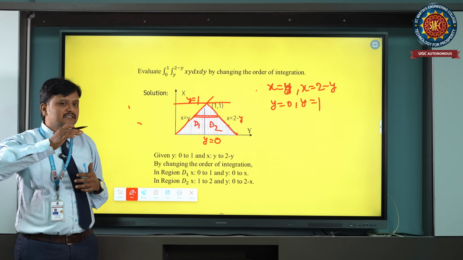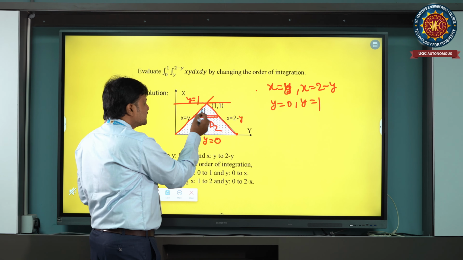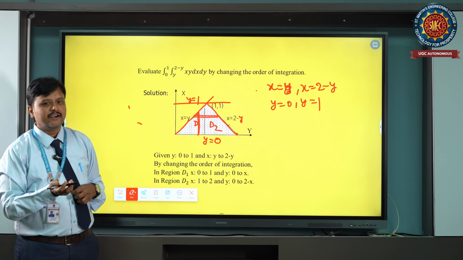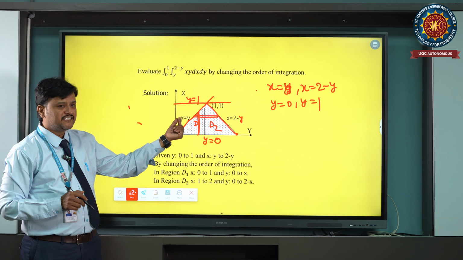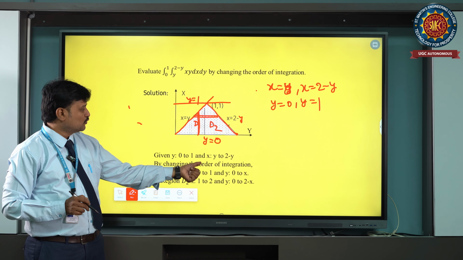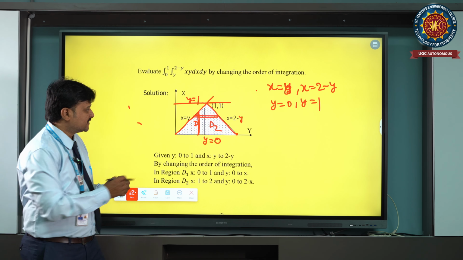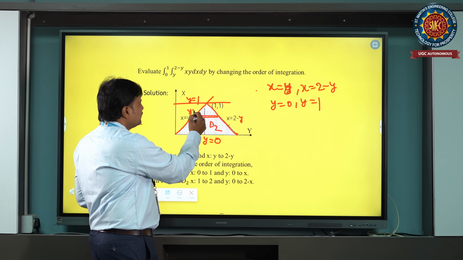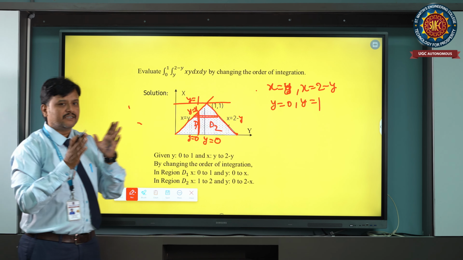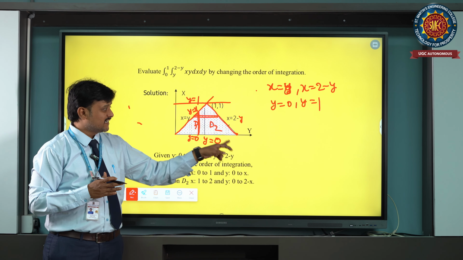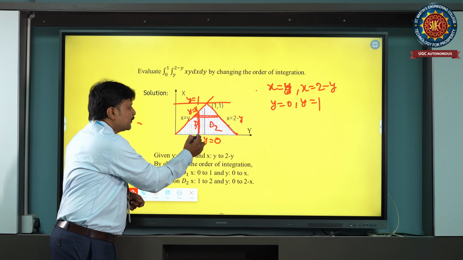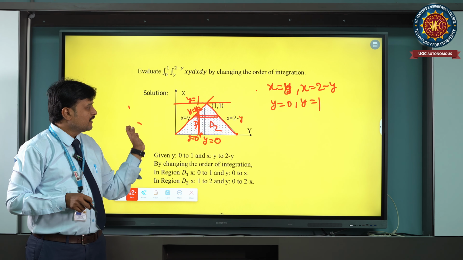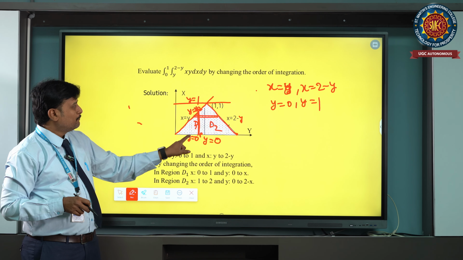After changing the order, the horizontal strip becomes a vertical strip, and then we have to find the new limits. The new limits for the region D1 are x is equal to 0 to 1 and y is equal to 0 to x. So in region 1, here y is equal to 0 and here y is equal to x. In region 1, that vertical strip is sliding along the x-axis and extending from P to Q. PQ is a vertical strip.